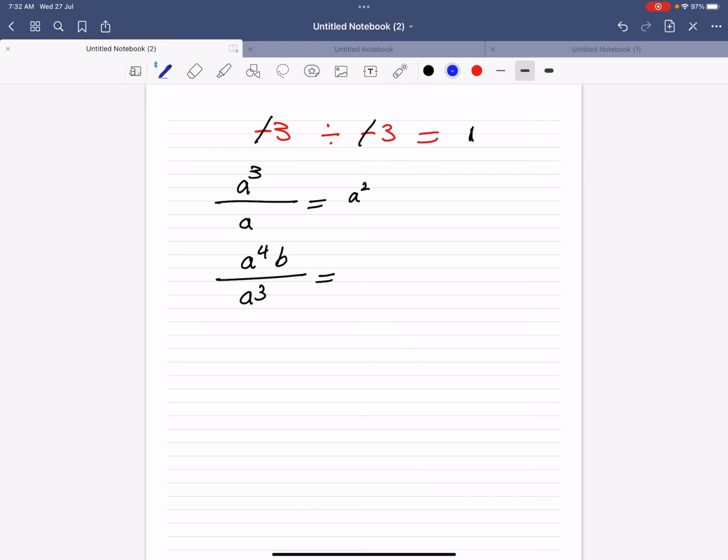In the numerator we have a power 4b, but in the denominator, I mean in the number down, we get just a raised to the power 3, but we don't have b. Mister, we have b in the numerator but we don't have b. So what's the problem? We subtract the exponent, so it will be a to the power 1. And let me remind you, if the exponent is going to be 1, you don't have to write it. When the exponent is 1 we don't write it, and we bring down the b and we're done.